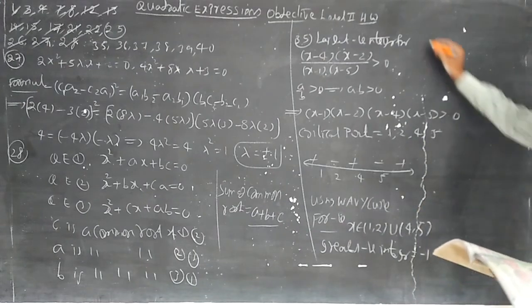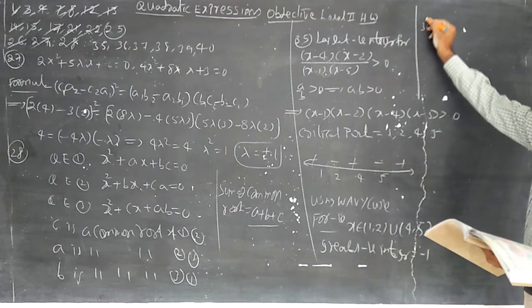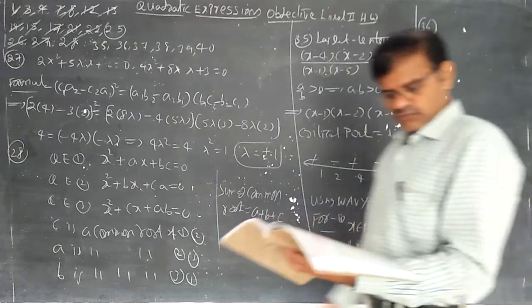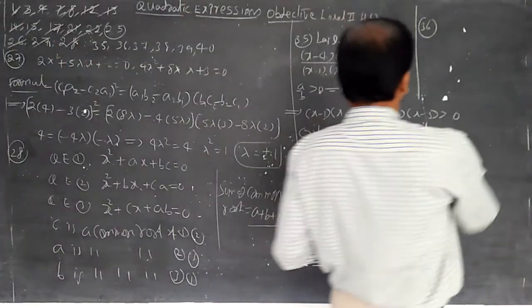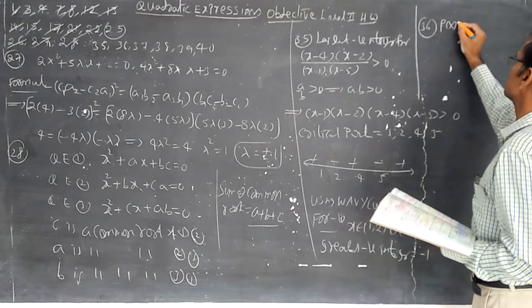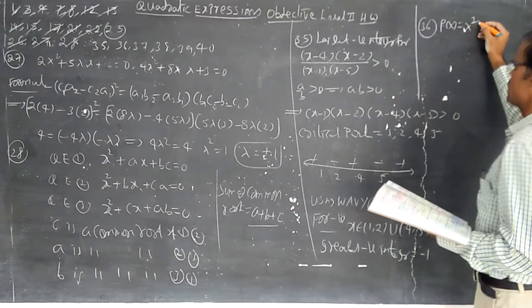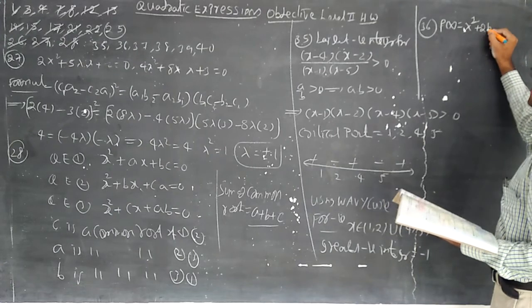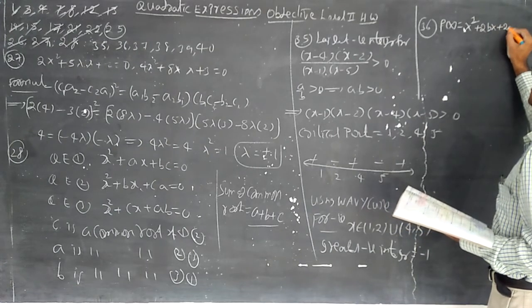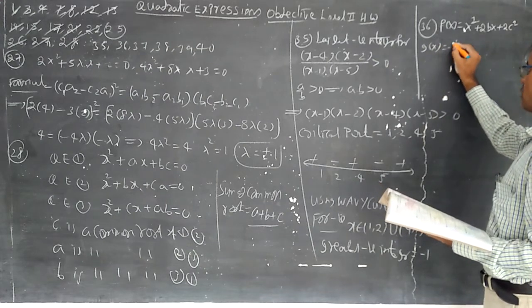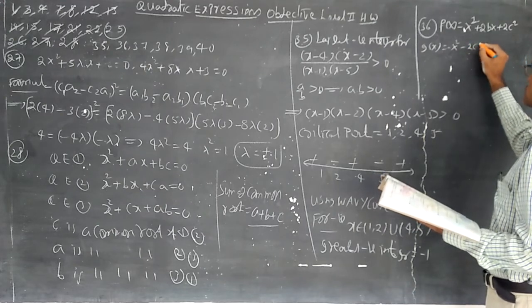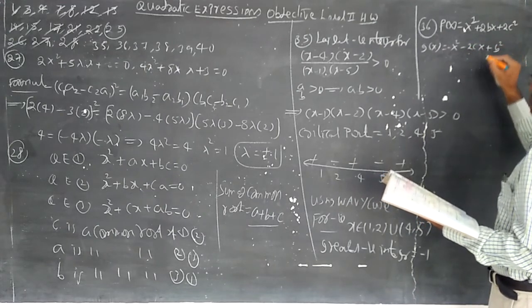Now the 36th question. f of x is equal to x square plus 2bx plus 2c square, and g of x is equal to minus x square minus 2cx plus b square.